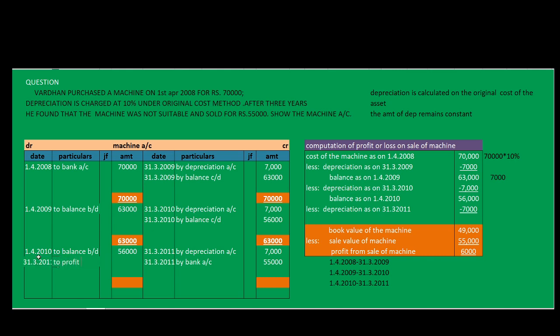To profit and loss account. Let us see how much the profit and loss account is showing. It is 6,000. So 6,000 profit we got. So the total comes to 62,000. Here also the total is equal to 62,000. That's it. So this is how we are going to prepare the machine account. Thank you so much and all the best.